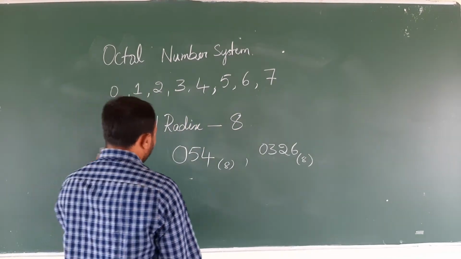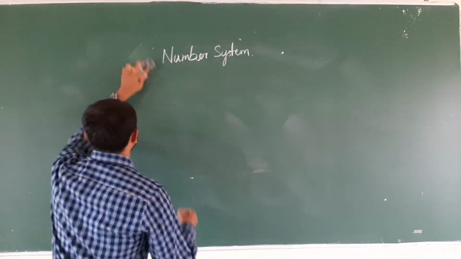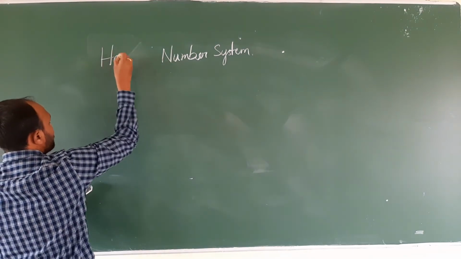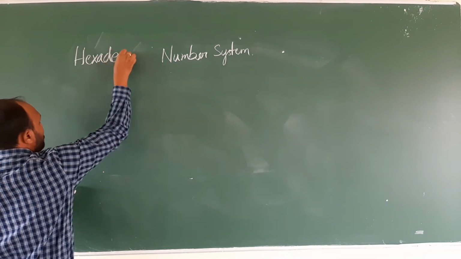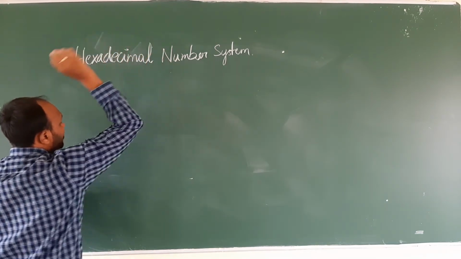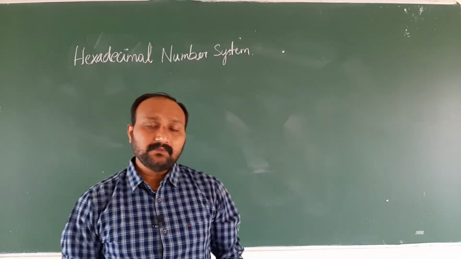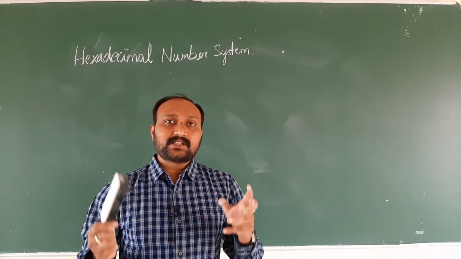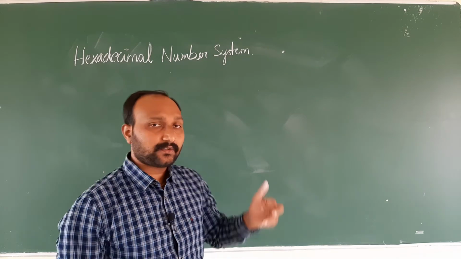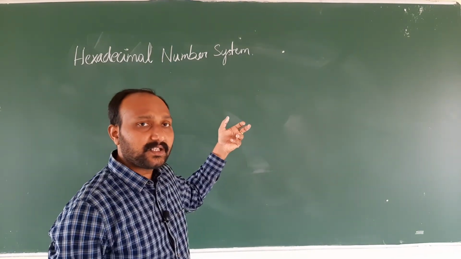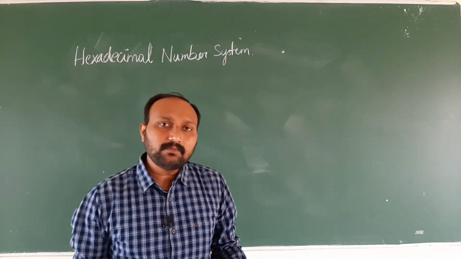Next, the next variety of number system is the hexadecimal number system. What do you mean by the hexadecimal number system? A number system which employs a total of 16 symbols. What are those 16 symbols? We are saying it is a number system, which means we need to use digits. 0 to 9 gives 10 digits at most. Then what about the rest of the digits?